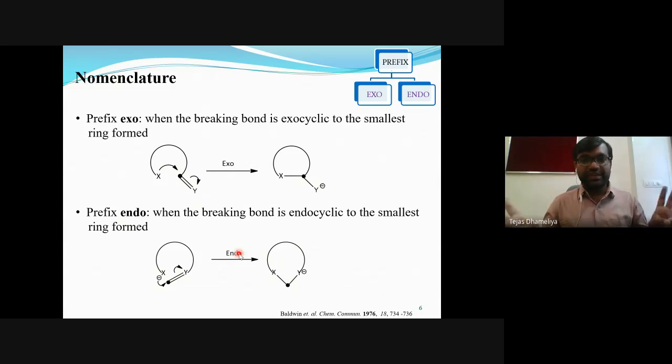Exo and endo, we have to understand these two prefixes. The bond which is undergoing breakdown, if it is outside of the ring, then it is called exo. The bond which is undergoing breakdown, if it is either part of the ring or inside the ring, it is called endo kind of cleavage. Exo का मतलब बाहर और endo का मतलब है inside. So I hope that I am able to make you clear about these prefixes of endo and exo. Okay. So if it is clear, then we can move forward.